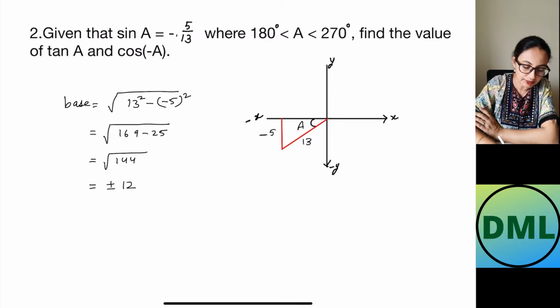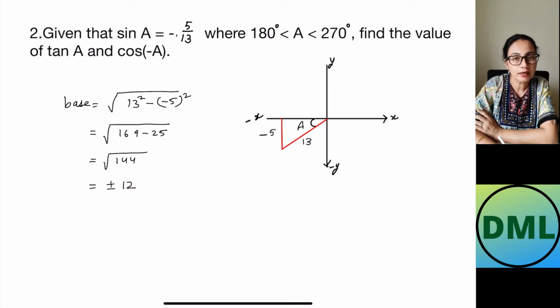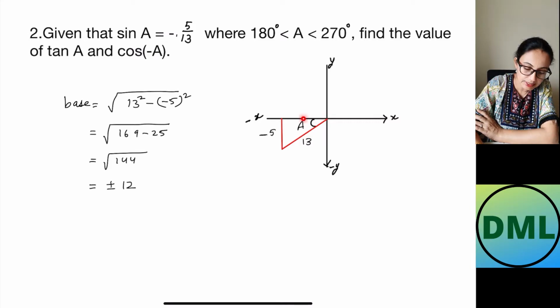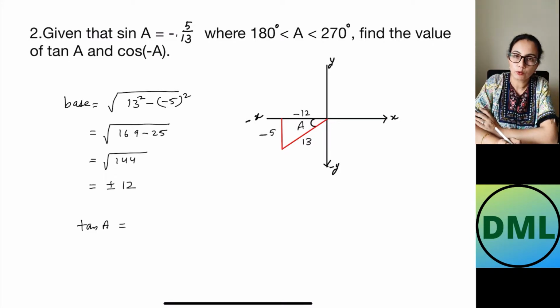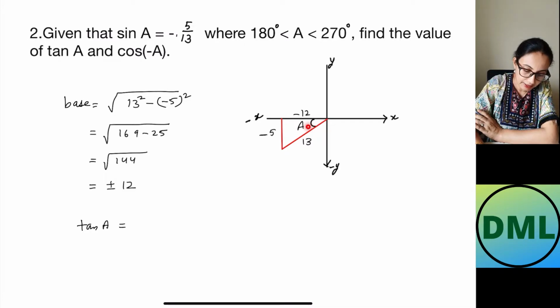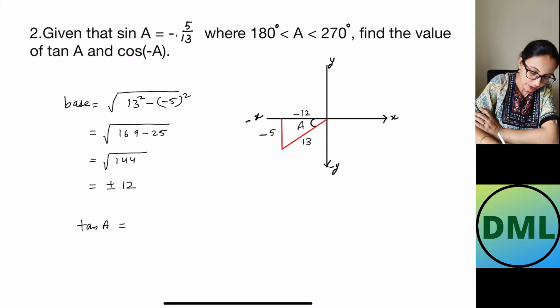Now I need to check whether I should take the plus sign or the minus sign. Which sign should I take? Negative, right? Because this is in the negative direction. Let's write down negative 12 here. Now the value for tan A. Tan A will be given by opposite over base. For this A, opposite is minus 5 and base is minus 12. Minus 5 over minus 12: the minus got cancelled and my answer is 5 by 12 for the value of tan A.